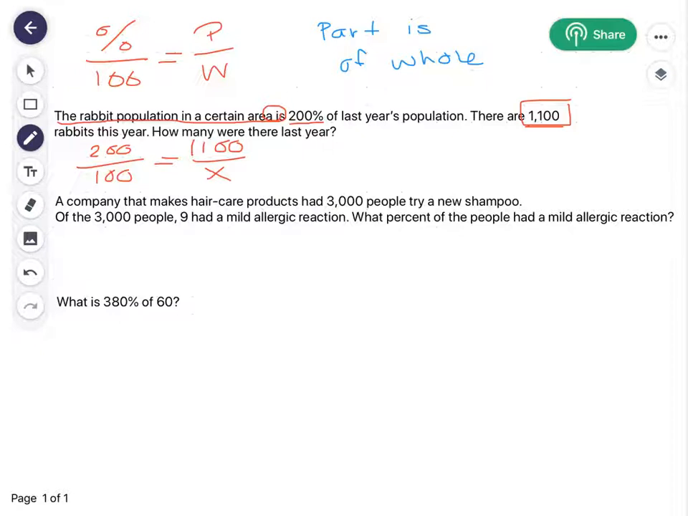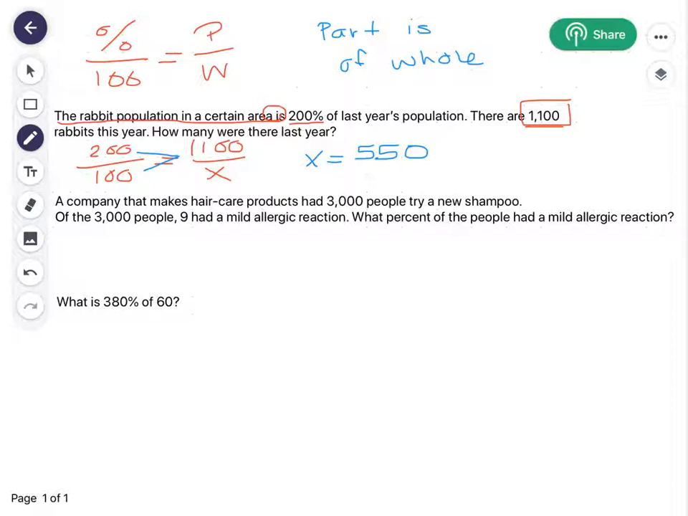Okay, to do this one, it's just cross multiplying. So you're doing 1,100 times 100, which is going to give you 110,000, and then we're going to divide by 200, and that's going to give us an x of 550.